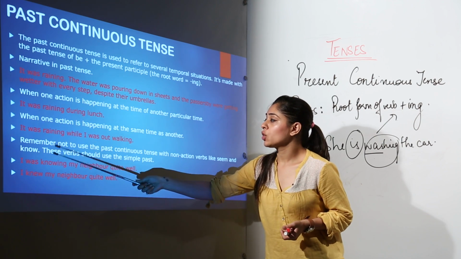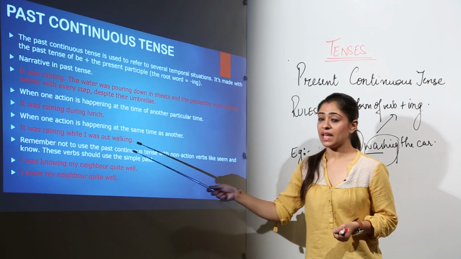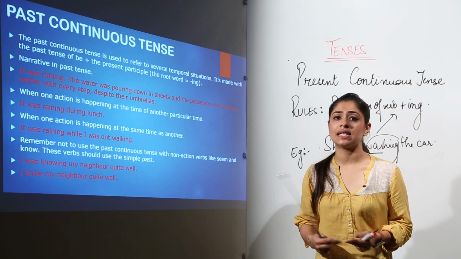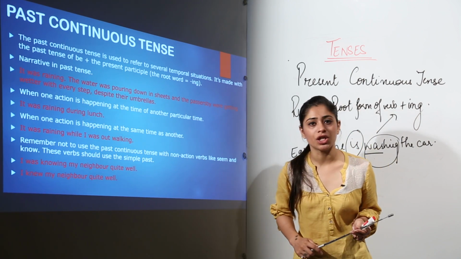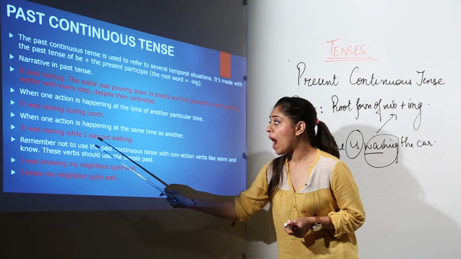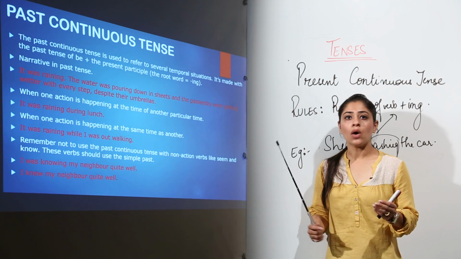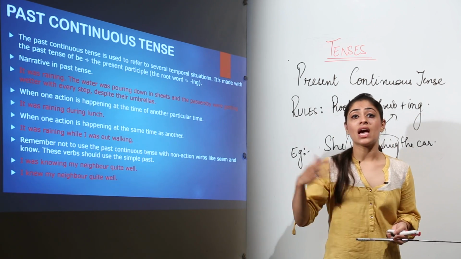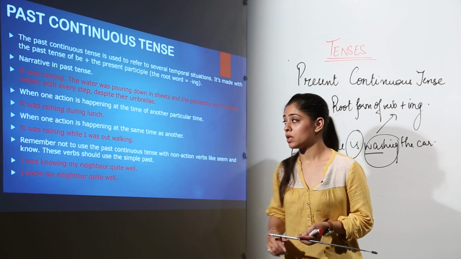The next implication goes with when one action is happening at the same time as another. When two actions are happening simultaneously, then we use past continuous tense. For example, it was raining while I was walking out. So now there are two actions taking place simultaneously. One, it is raining, and the other one is when I was walking out.